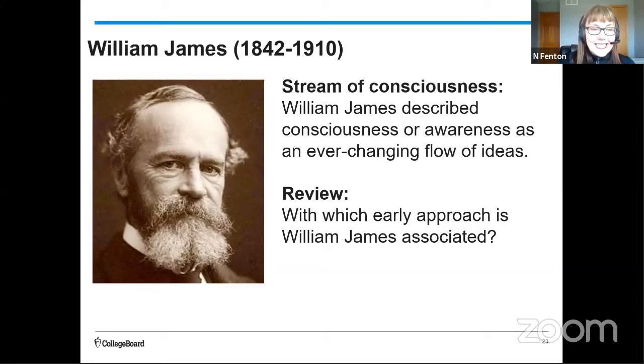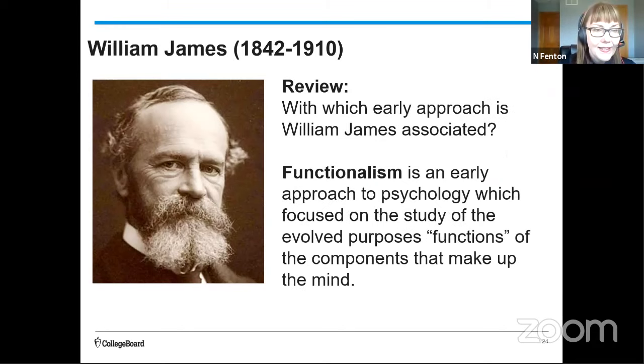I'm going to stop for a second and see if you can remember which early theoretical approach was led by William James. Hopefully you remember that he was a functionalist. What he said is that psychology, in terms of consciousness, should study the evolved purposes, the functions of the components that make up the mind. That was in contrast to the earlier approach of the structuralists, who said that we should identify the elements or structures that make up the mind.